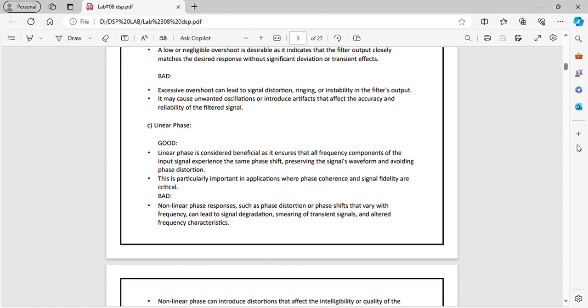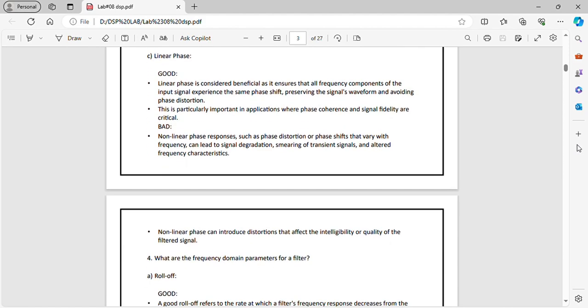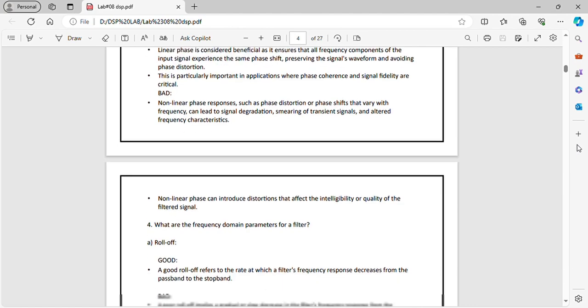In linear phase, the good point is that linear phase is considered beneficial as it ensures that all the frequency components of the input signal experience the same phase shift, preserving the signal's waveform and avoiding phase distortion. This is particularly important in applications where phase coherence and signal fidelity are critical. Whereas the bad point is that nonlinear phase responses, such as phase distortion or phase shifts that vary with frequency, can lead to signal degradation, smearing of transient signals, and altered frequency characteristics.